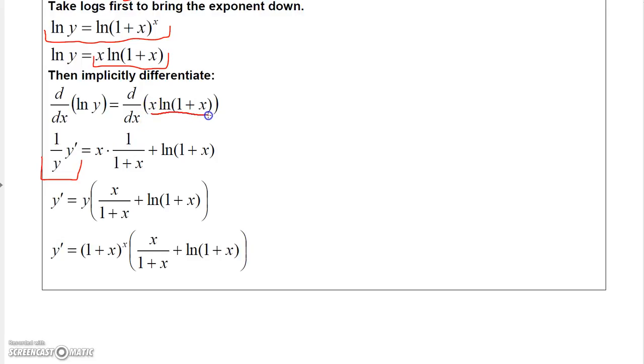And this is a product, so I have to use the product rule. So I take x times the derivative of this natural log, which is just going to be 1 over 1 plus x. Then I take the natural log times the derivative of x, which of course is just 1, so I get natural log of 1 plus x. Well, then to get y prime by itself, you can multiply both sides by y. So you get y prime equals y times all of this.